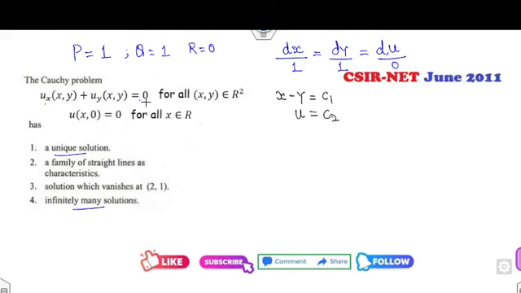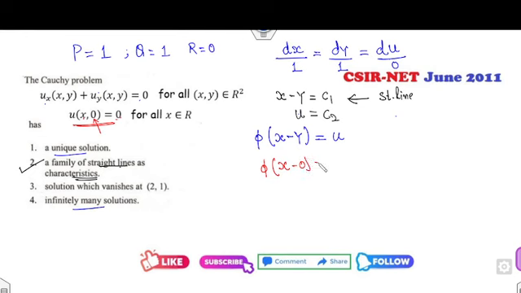Now these are my two characteristic curves. Now clearly, the second option: the family of straight lines is my characteristics. Yes, this is a straight line. Fine. So the second option is the correct option. Now your target is to write this function in terms of phi, because u is my dependent variable. I can take u outside the phi. Then your target is to find the value of phi. I can substitute this: x will be x, y will be 0, u will be 0. So that means phi of x is 0.